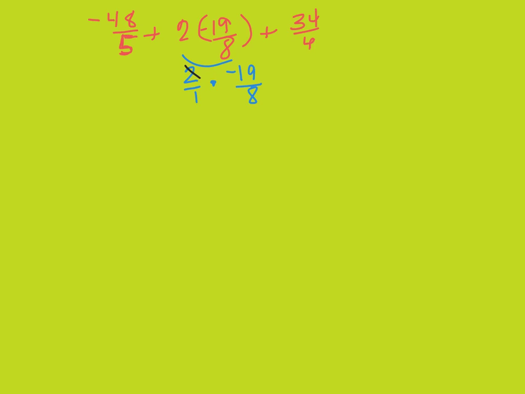First thing I want to do, of course, is cross cancel. I know that 2 and 8 are both divisible by 2. 2 divided by 2 is 1. 8 divided by 2 is 4. I've got 1 over 1 here, so this is very simply negative 19 fourths. I'll bring down the rest of that problem as I continue to funnel down.